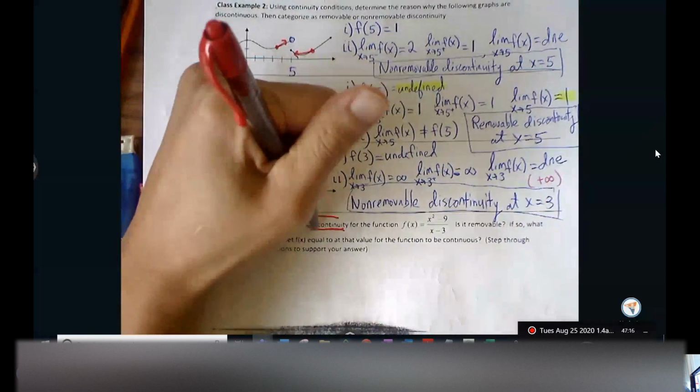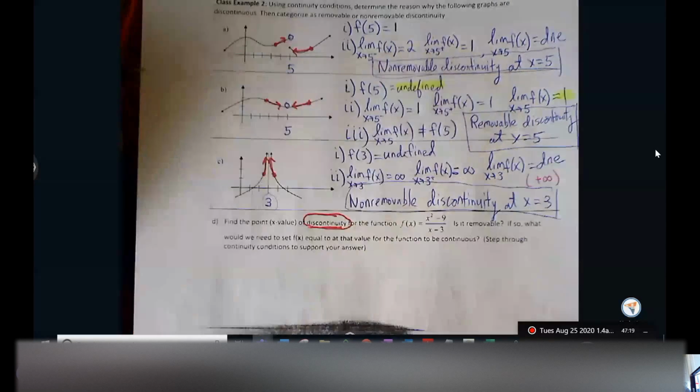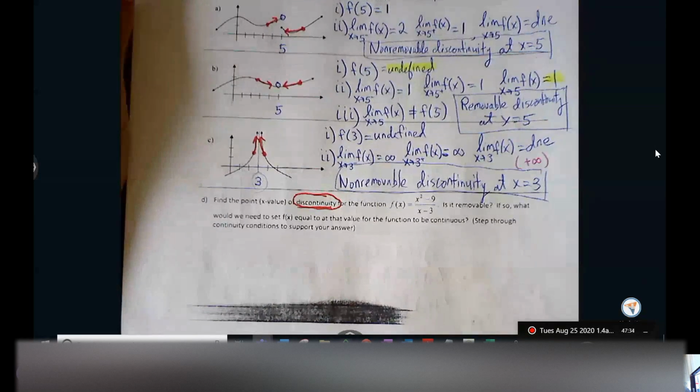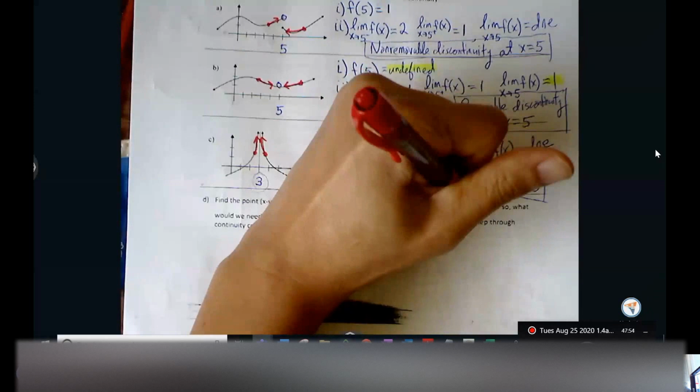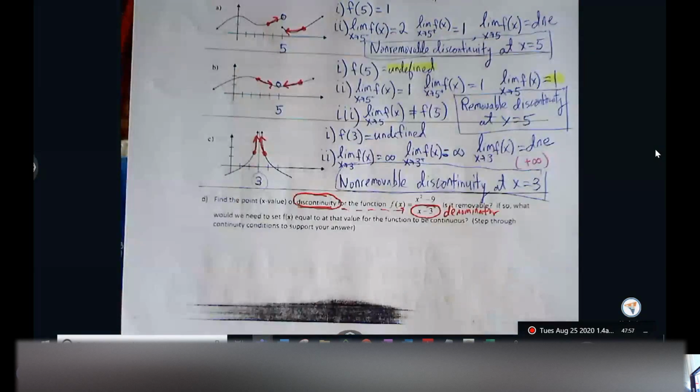Where do we search for a discontinuity? If you want to look for discontinuity, where would you look to find that? Where's the graph going to be undefined? Where do we look if we're trying to determine where the graph is undefined? If the denominator equals 0. Good. So we look at the denominator. Denominator is where you look if you're trying to find places where the graph is undefined.